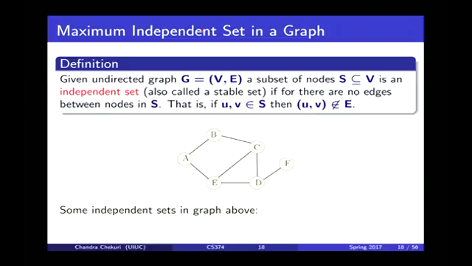What are examples? Any single vertex is independent. I claim A and D are independent. A and C are independent. A, C and F are independent. You agree? So what is the problem I want to solve? I give you a graph and you have to give me the largest independent set in the graph. Well, in this graph, what is the largest independent set? We saw an independent set of size 3. Is there an independent set of size 4 in this graph? Yes or no?